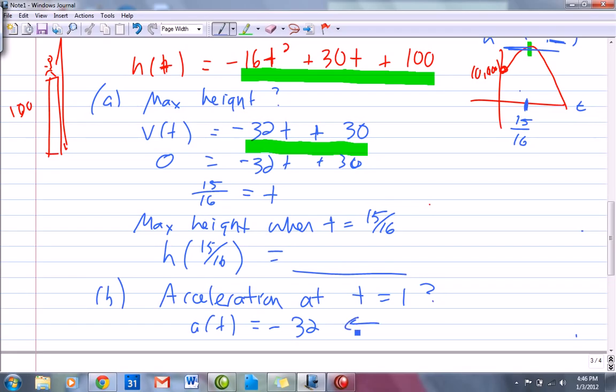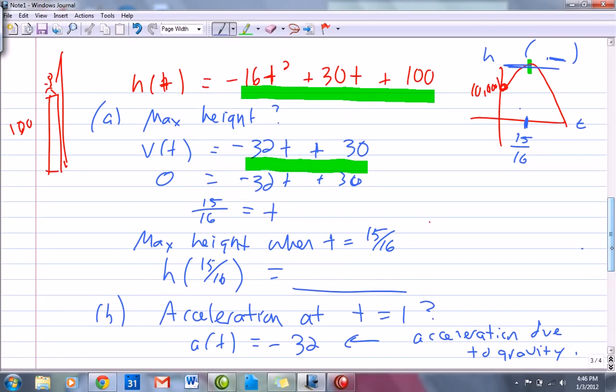And lo and behold, that's my acceleration, which should be a constant on planet Earth. That's due to gravity, and that's measured in feet per second squared. And that's a constant. Our Earth is pulling things downward due to gravity at a rate of negative 32 feet per second squared. And so at any moment in time, this book, which is being magically hurled up into the air, is being pulled down by gravity at the rate of negative 32 feet per second squared.